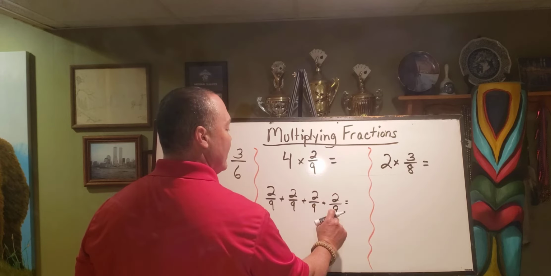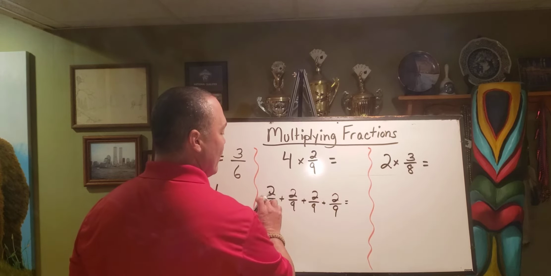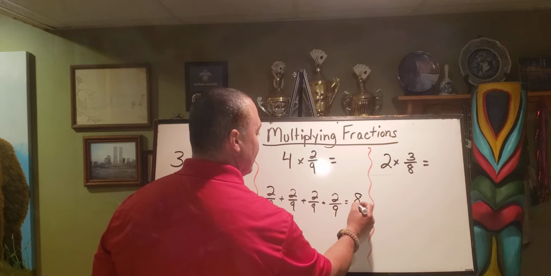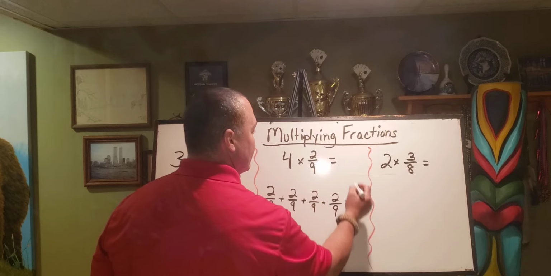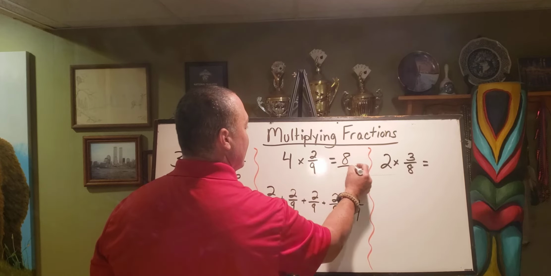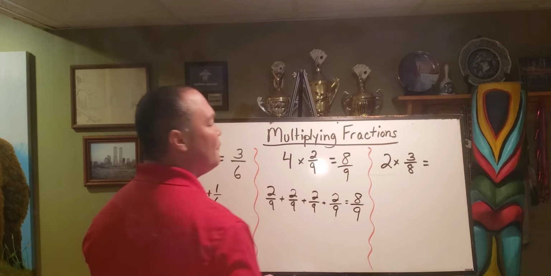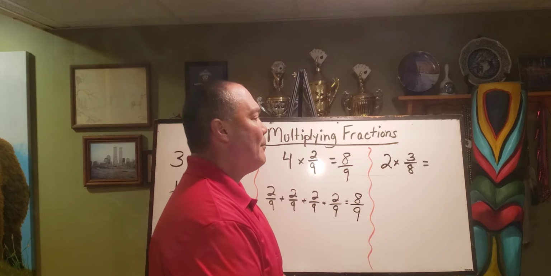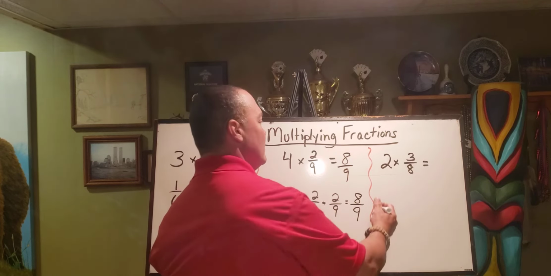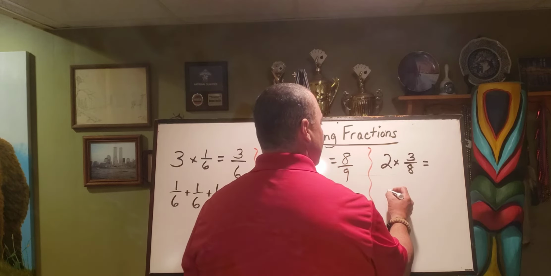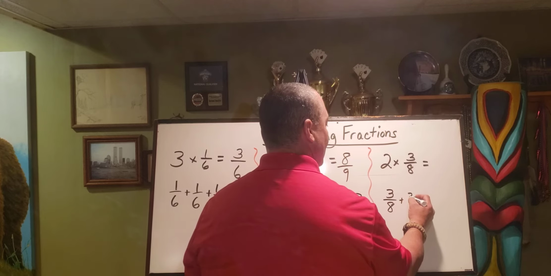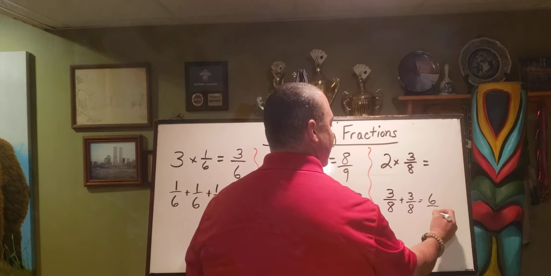So I don't change my denominator. It's all the same part of a whole. So 2 plus 2 plus 2 plus 2 equals 8/9. Put that there, 8/9. So 4 times 2/9 really equals 8/9. Our last example will be 2 times 3/8. So it's just 2 copies of 3/8, meaning 3/8 plus 3/8, and that's going to equal 6/8.